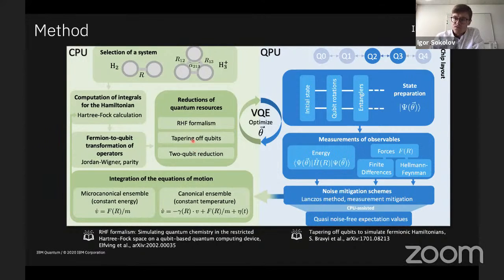In the case of the H3 plus molecule, we employed additional techniques, namely the restricted Hartree-Fock formalism, which allows us to employ half the amount of qubits. We lose the notion of spin up and spin down electrons, and therefore we don't double the number of qubits, but have half of them. For H3 plus, we would need 6 qubits, but now we can run on 3 qubits. Then we can additionally use tapering off to taper off extra qubits, so we have a 2-qubit problem. Therefore, we can do H2 and H3 plus on 2 qubits in this work.